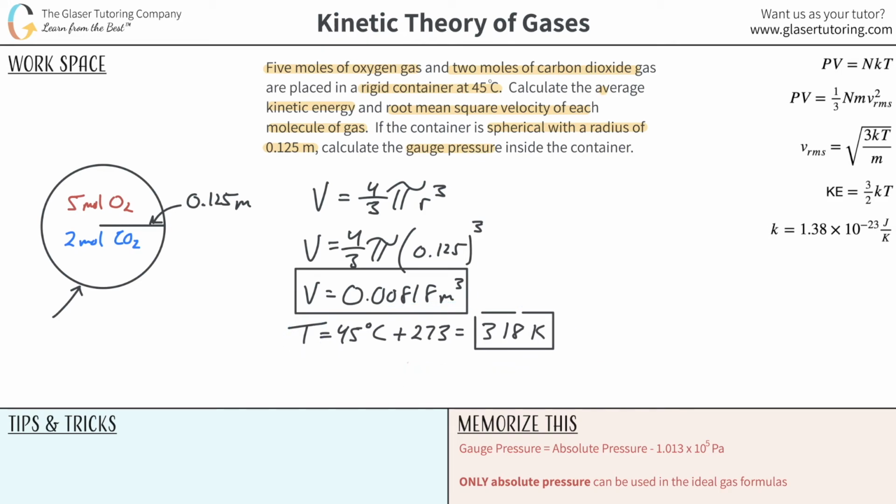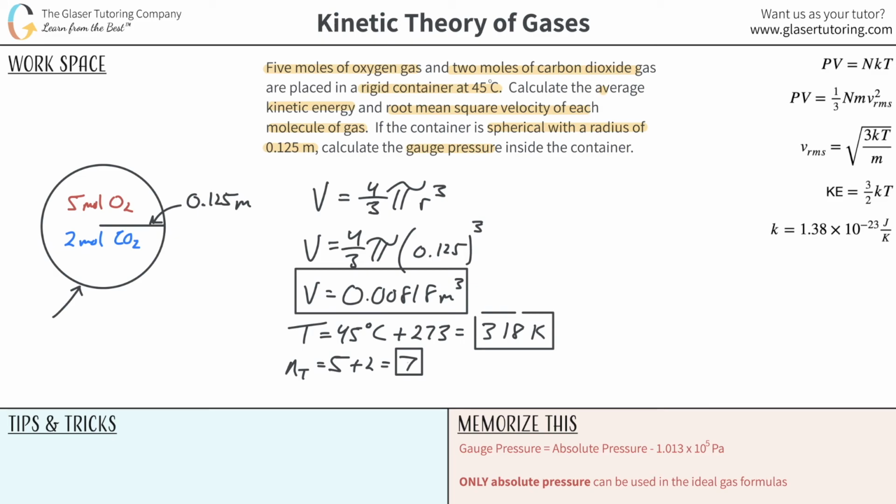What else do we know about the gas? Well, we also know the number of moles. Now remember, we're trying to find the gauge pressure inside the container. So what that means is that I have to know the total amount of moles of gas. I don't care if it's oxygen or carbon dioxide, it doesn't matter. I need to find the total number of moles. So how do we find the total number of moles inside of the container? Well, we just add them together. It's simple. So that's going to be 5 moles of oxygen plus the 2 moles of carbon dioxide. So the total number of moles inside of the container is 7.